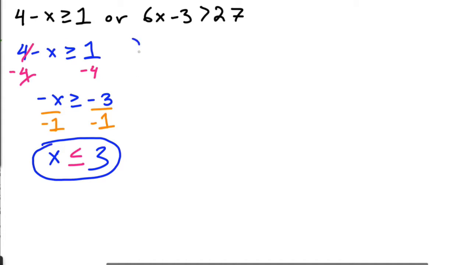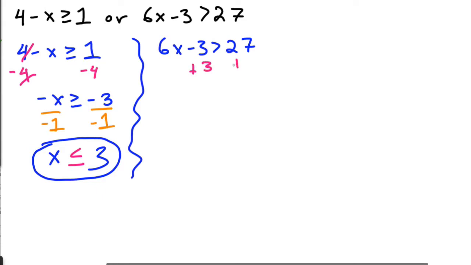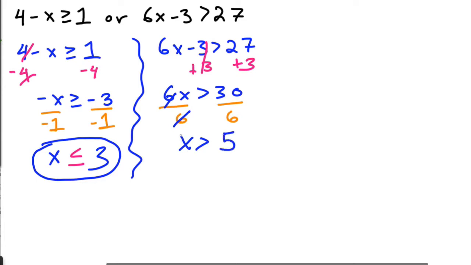Okay. Now the second part of my solution is solving this second inequality. So it's 6x minus 3 is greater than 27. So I'll go through the same way. I'll add 3 to both sides. So then I end up with 6x is greater than 27 plus 3, which is 30. So then I'll divide by 6. So I get that x is greater than 5. Okay, so that's my other part of the solution.